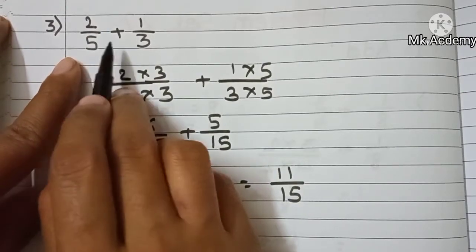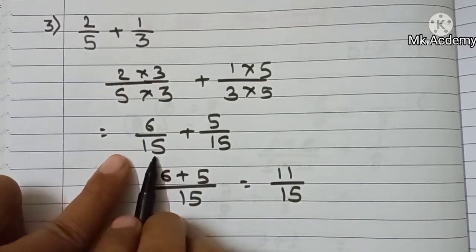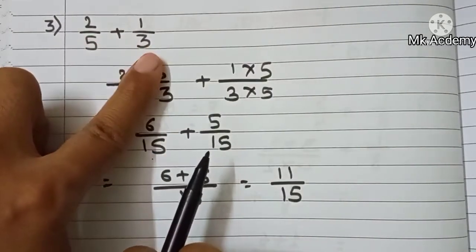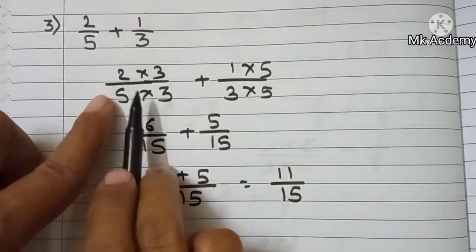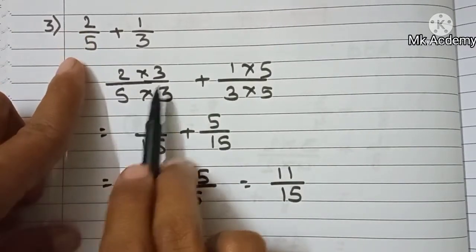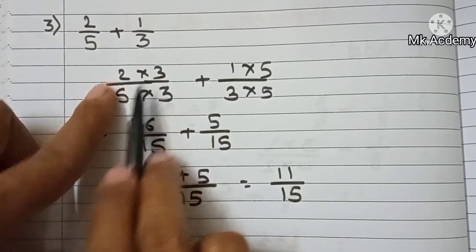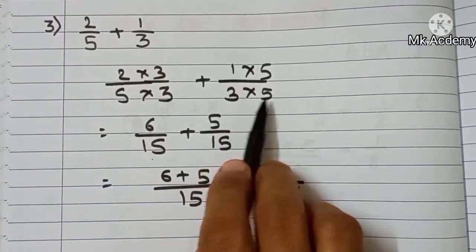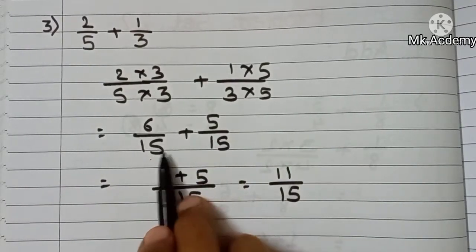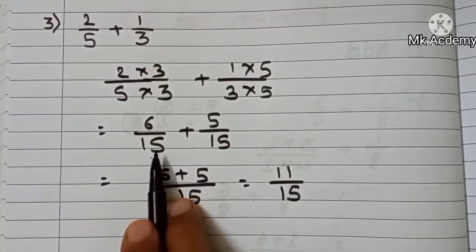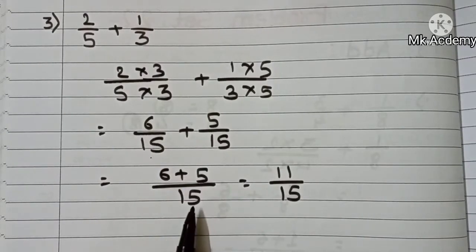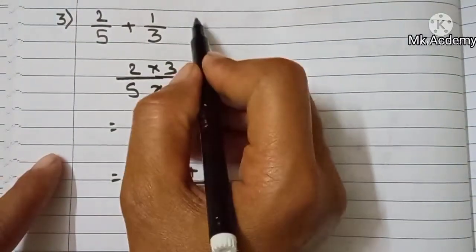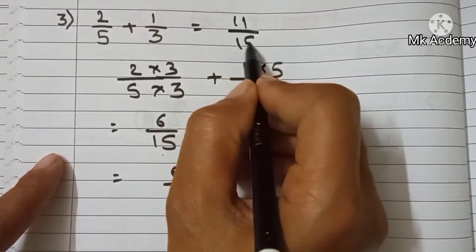In this fraction denominators are not same. Therefore first we make the denominators equal. We first calculate the least common multiple of both 5 and 3. The least common multiple is 15. Then we multiply this fraction by 3. 2 threes are 6 and 5 threes are 15. And this fraction 1/3 by 5. 5 ones are 5 and 5 threes are 15. Now see, these denominators are same. Then we do addition. 6 plus 5/15. 6 plus 5 is 11, means the answer is 11 upon 15.